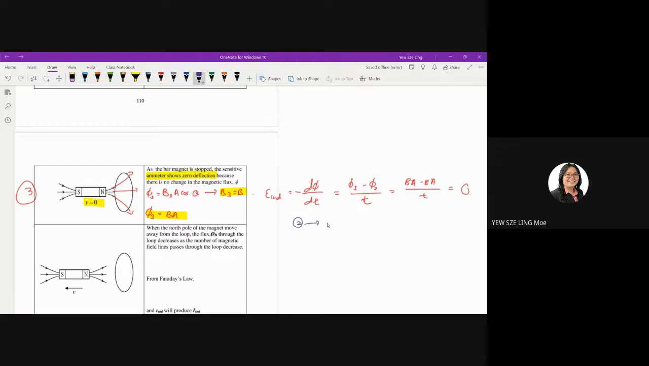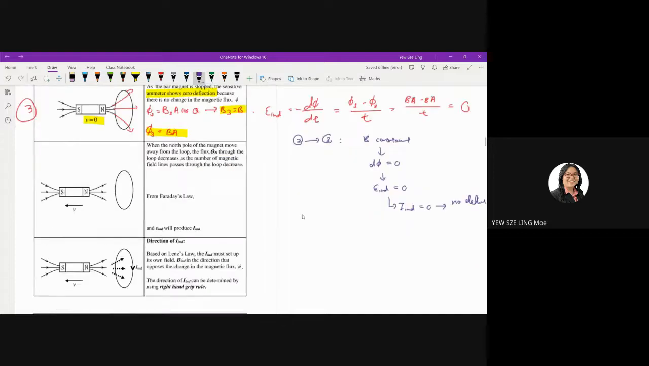So what happens from case number 2 to 3? From situation 2 to situation 3, B is constant. B constant leads to d phi equal to 0. D phi equal to 0 gives you induced EMF equal to 0. Induced EMF equal to 0 means no induced current. No induced current means no deflection. So that is how you explain it when it comes to explanation type questions.